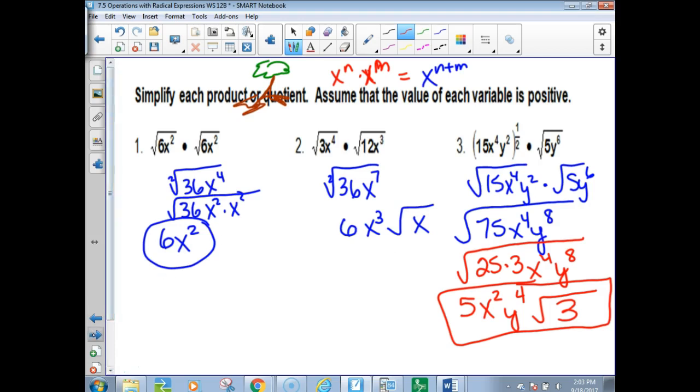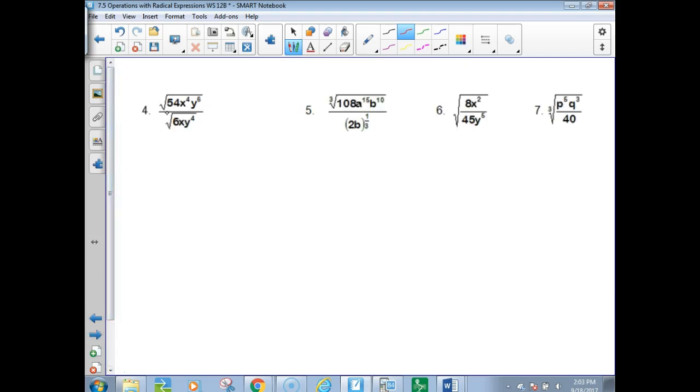Okay. Number 4. Now, this will be going in backwards of the quotient property. I already have it separated, but it doesn't look like it would be much fun to do this the way it is. Okay, so I could rewrite this as a fraction.